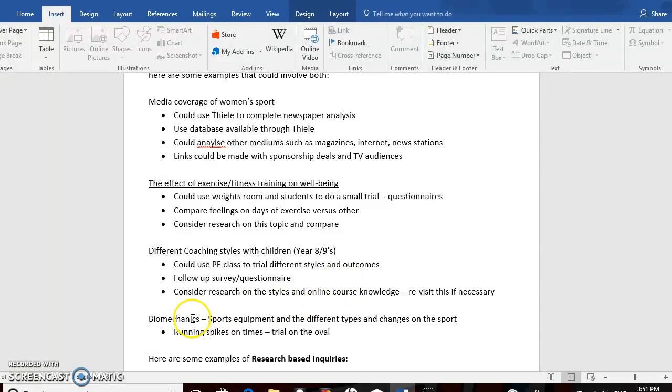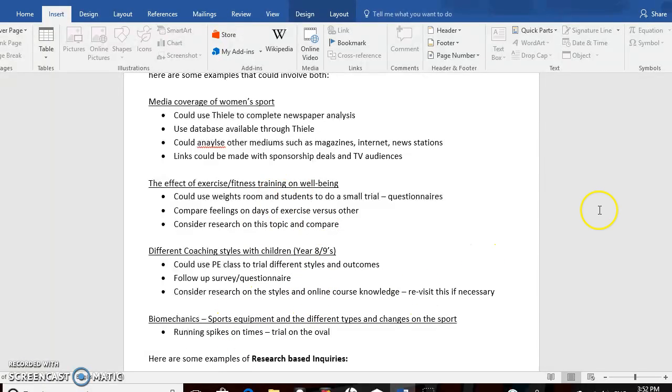So for example, with the biomechanics type focus, it might be on the different type of running spikes. If you're an athlete, you might want to trial out some different type of running spikes and see which ones work best for which different surfaces and whether they impact on your times or things like that. So we really need to personalize it, guys, to try and link it into something that you do already, that you've got some knowledge on, and that it's easy for you to complete. You don't have to sort of move heaven and earth to go out there and gather some information about your project, about what you're wanting to look at. Okay? And obviously I can help and I can support you with that.